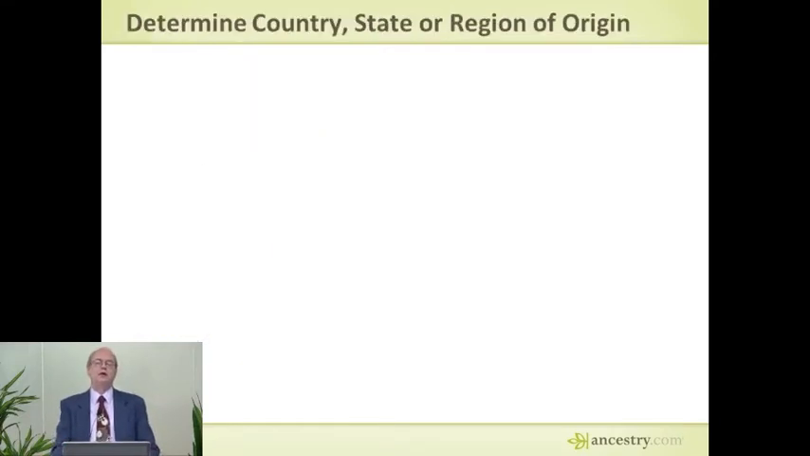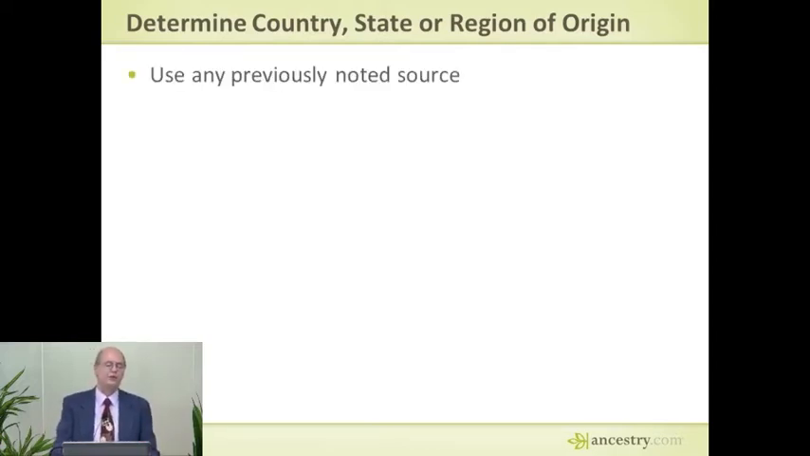Okay. Now, if you've gotten to this step in the process, and you still haven't figured out where he's from or where she's from, then we have to go back and think about it a little differently. And then you take this tactic. Determine at least the country or the state or the region where they came from. If you can't get the specific town, this information can help you narrow that down later when we get to another stage in the research.